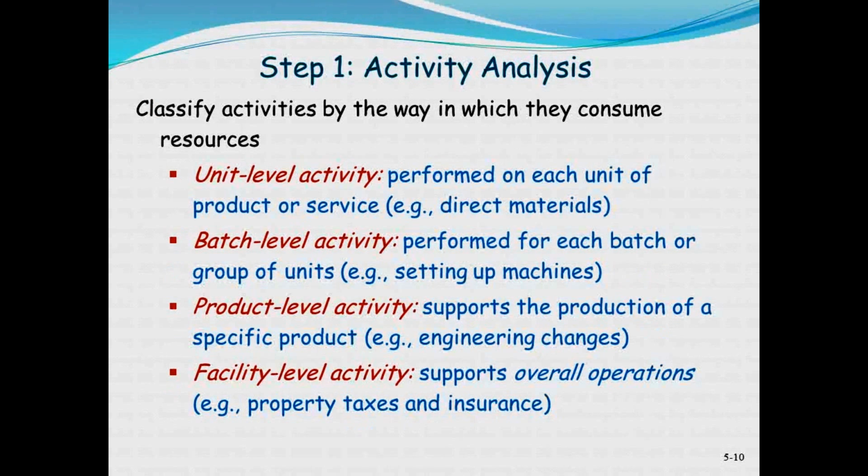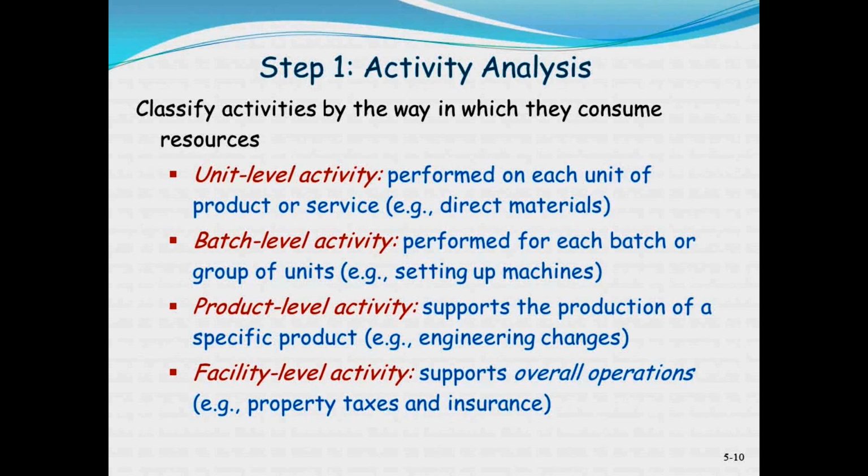Once you know what the activities are, you need to categorize them into one of four categories. Unit level activities are performed on each unit of product or service. So unit level direct materials that are brought in are per unit of activity. Batch level activities are performed on a group of units, setting up machinery to process a group of units. Product level activities support a specific product. So as you're changing the product engineering, for instance, that's for the overall product.